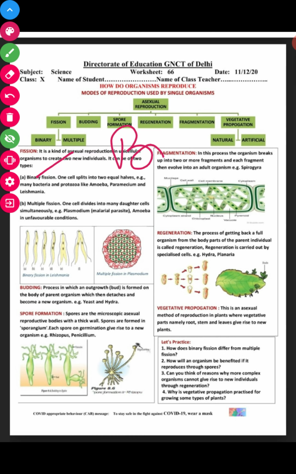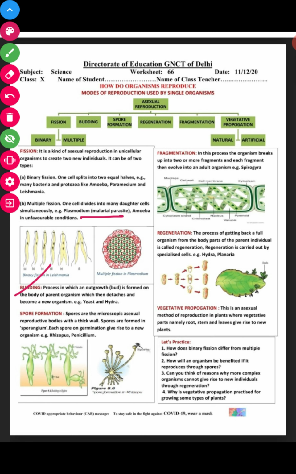Again, as the name suggests, bi means two. When one cell splits into two equal halves, it is called binary fission. Many bacteria and protozoa like amoeba, paramecium, and leishmania divide with the process of binary fission. Next we have multiple fission. Multiple fission means when one cell divides into many daughter cells simultaneously. And plasmodium, the malaria parasite, is an example of multiple fission.